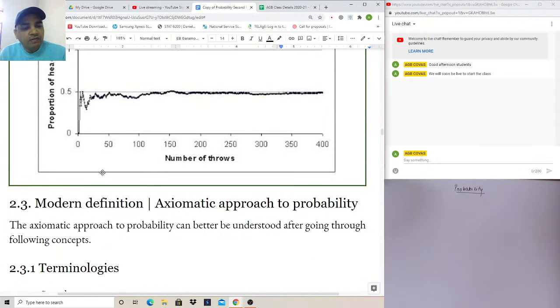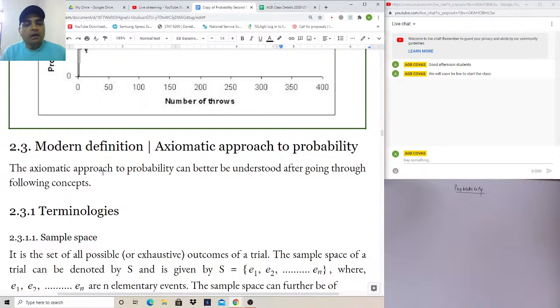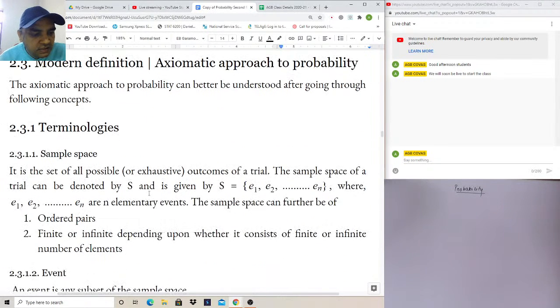Now we will come to the modern definition, which is the combination of the mathematical and the statistical definitions. And this is the modern definition, the axiomatic approach to probability. The axiomatic approach to probability can better be understood after going through the problem. So before we define the axiomatic approach to probability, let us have an idea about some of the terminologies which we will be using in this modern definition of probability. So what are these terminologies?